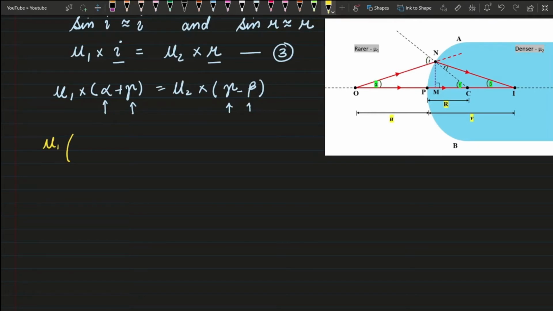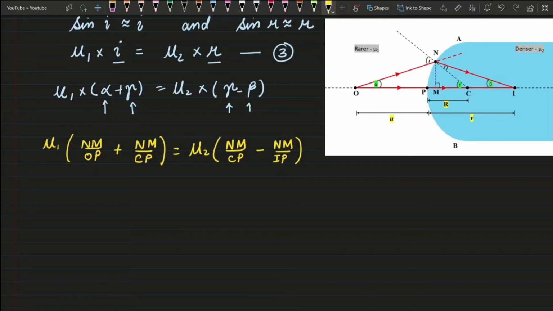I can write nm upon OP, plus in place of gamma I can write nm upon CP, equal to mu2 into, in place of gamma you can write nm upon CP, minus, in place of beta you can write nm upon PI, or you can write IP.